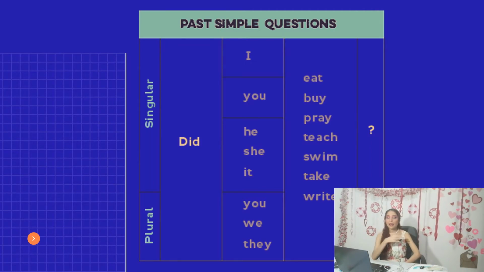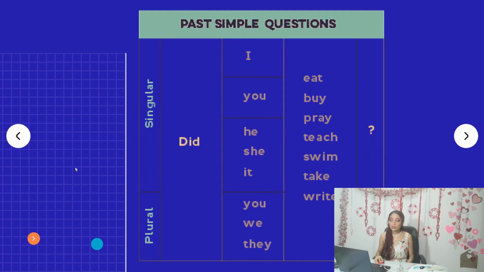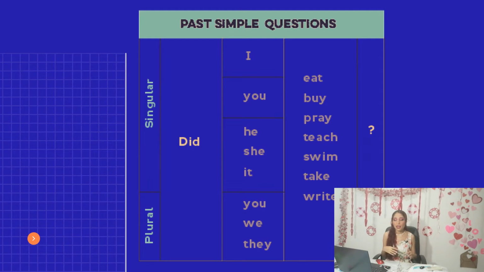So if you can look at it, it's really easy. I've been showing you this same chart for the last few weeks or something like that. So it's quite easy to make simple past questions because the only thing that you need to know is that at the beginning of the question you need to write did. Did is an auxiliary verb. It doesn't have a real translation in Spanish because it's an auxiliary.